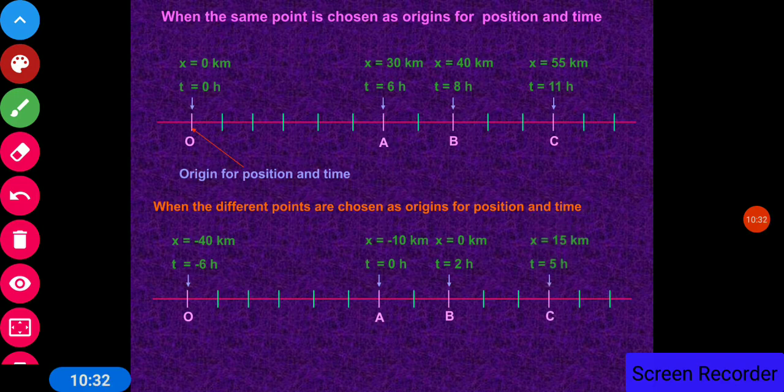At C point, x will be 15 kilometers, T is equal to 5 hours. Both the lines have the same values. The values between the 2 points do not change.